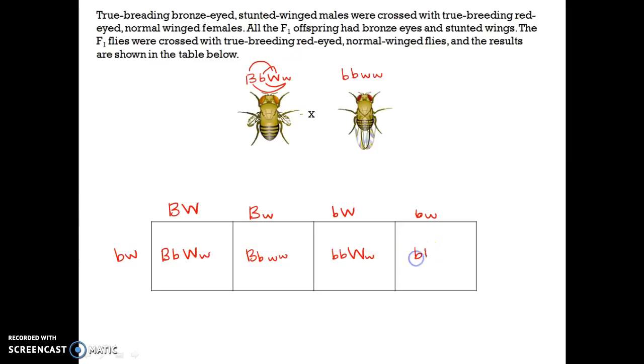here are all of the possible genotypes. And then we can start to analyze, well, these ones would have bronze eyes with stunted wings. These ones would have bronze eyes with normal wings. These ones would have red eyes with stunted wings. And these ones would have red eyes and normal wings. And so what we see is we would have a 1 to 1 to 1 to 1 ratio.